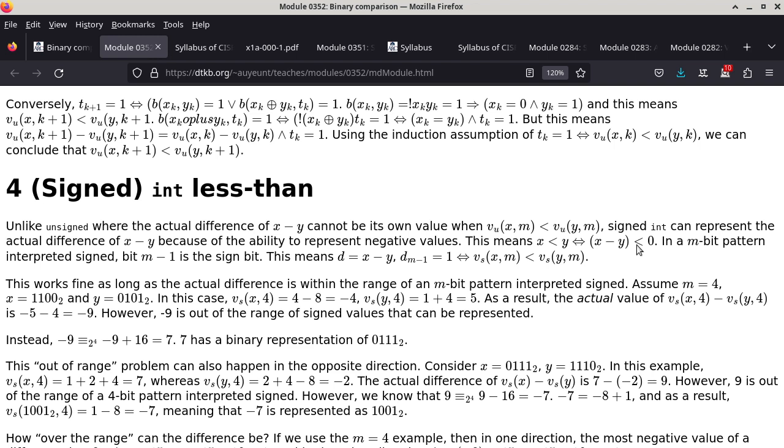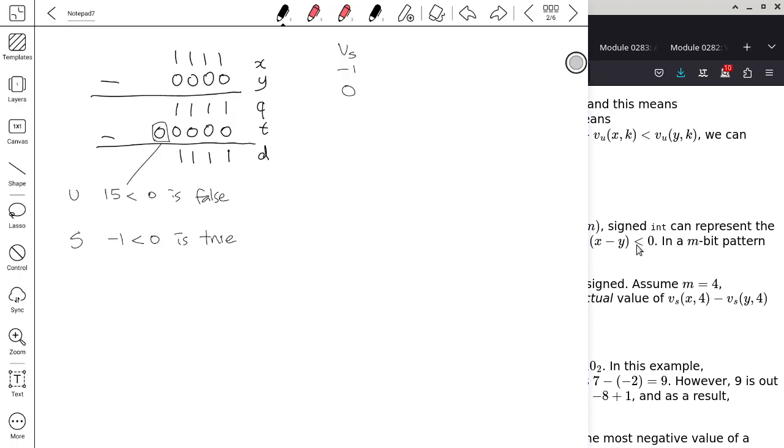So now we go back to the examples to see if that is true. We look at the first example first. We are looking at the sign of the difference, which is this bit here. So this one seems to be telling us that X is less than Y signed.